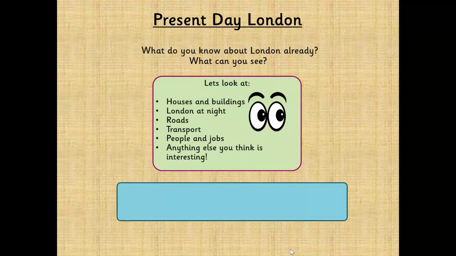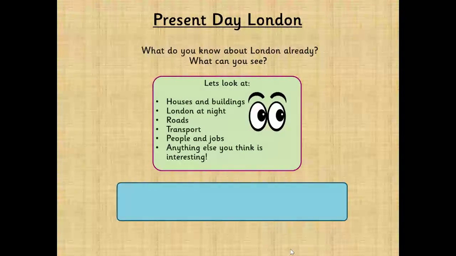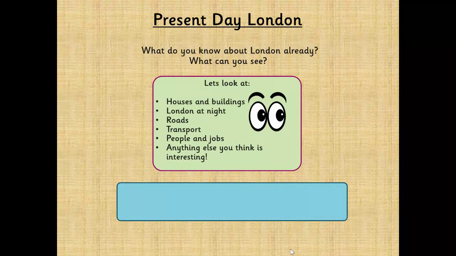Now, when we look at this picture, this is what I want you to look for. I want you to look at the houses and the buildings. I want you to see what London is like at night time. Let's look at what the roads are like, what the transport is like. Can we see any people? Do we know what types of jobs they do? And anything interesting that you see. So I want you to really use your eyes and just look at these pictures really carefully.